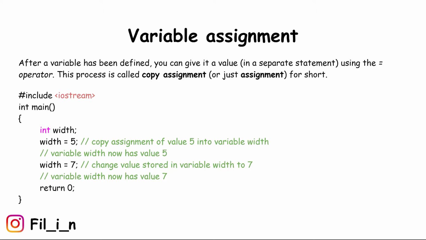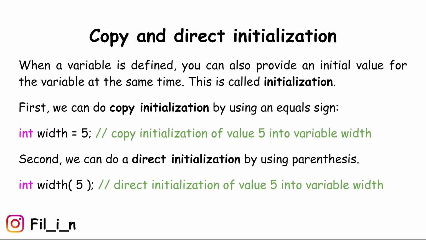Return 0. When a variable is defined, you can also provide an initial value for the variable at the same time. This is called initialization. First, we come to copy initialization by using an equals sign. int width = 5; copy initialization of value 5 into variable width. Second, we can do a direct initialization by using parentheses. int width(5); direct initialization of value 5 into variable width.